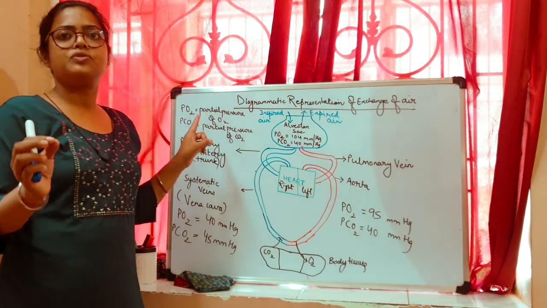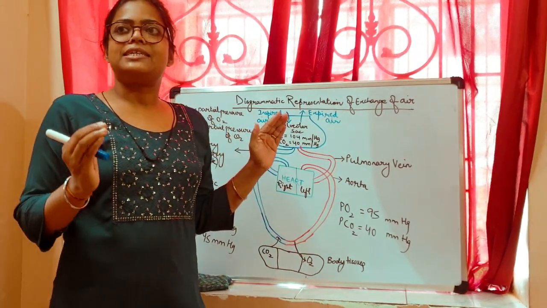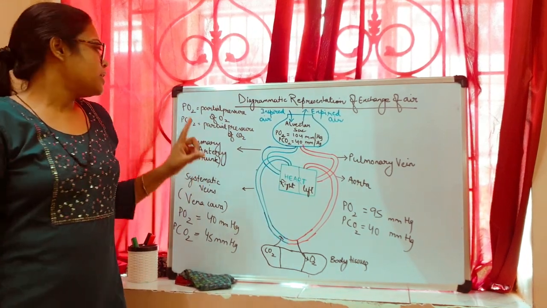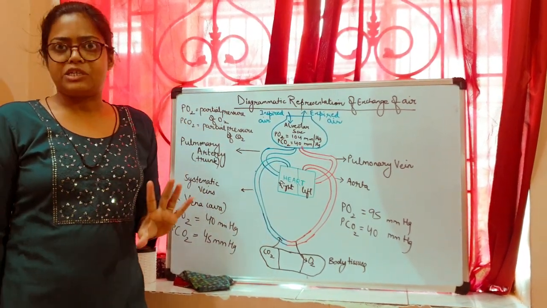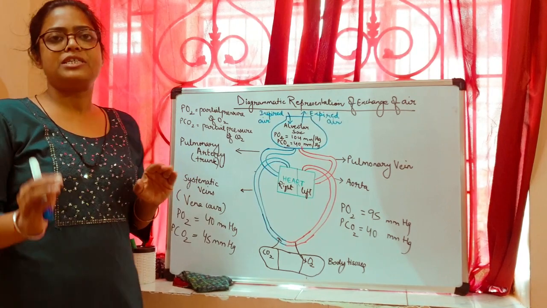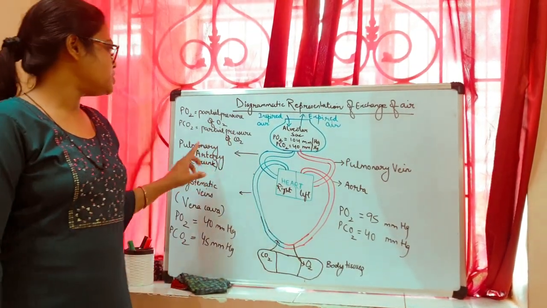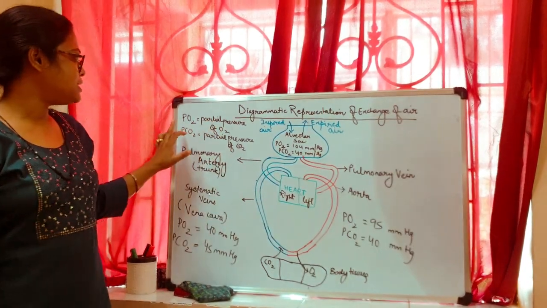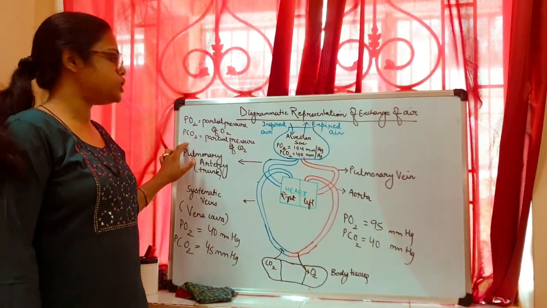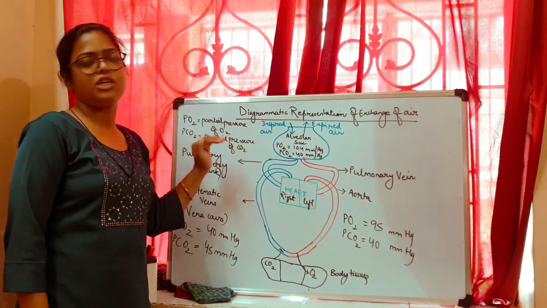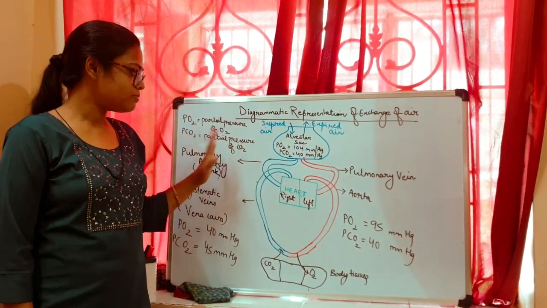The individual pressure exerted by the individual gas in a mixture of gases is known as partial pressure. It is represented as PO2 or PCO2. PO2 means partial pressure of oxygen, PCO2 means partial pressure of carbon dioxide.